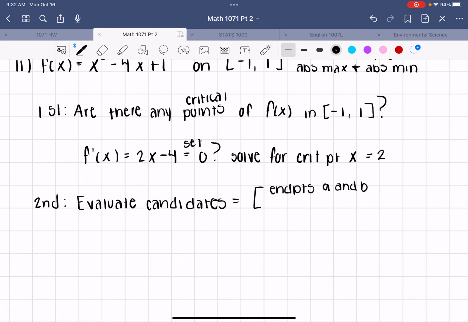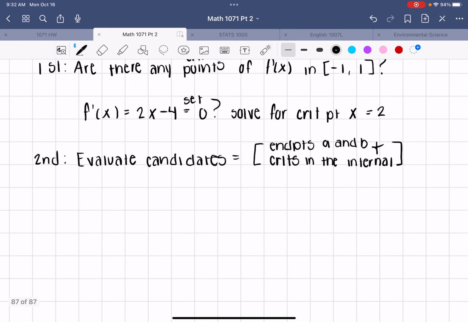So notice you got a what and a where. What is your absolute max? Where does it occur? I mentioned this, I think, back during graphing. If you ask a what question, and if you ask a where question, what refers to the y coordinate? Where refers to the x coordinate?